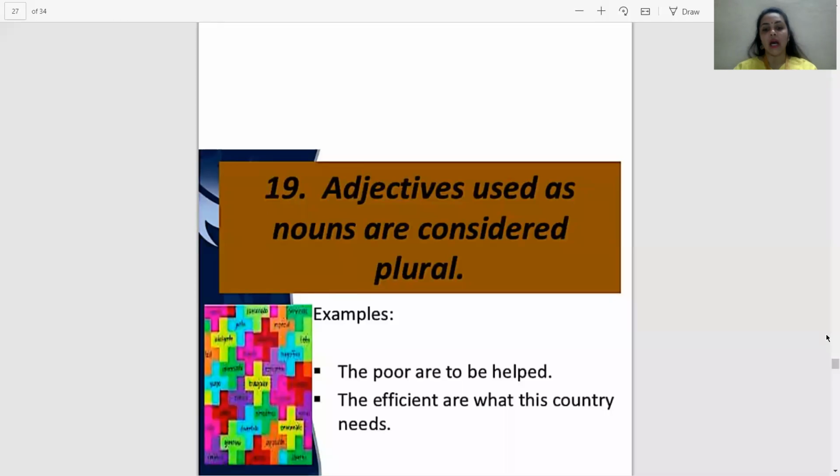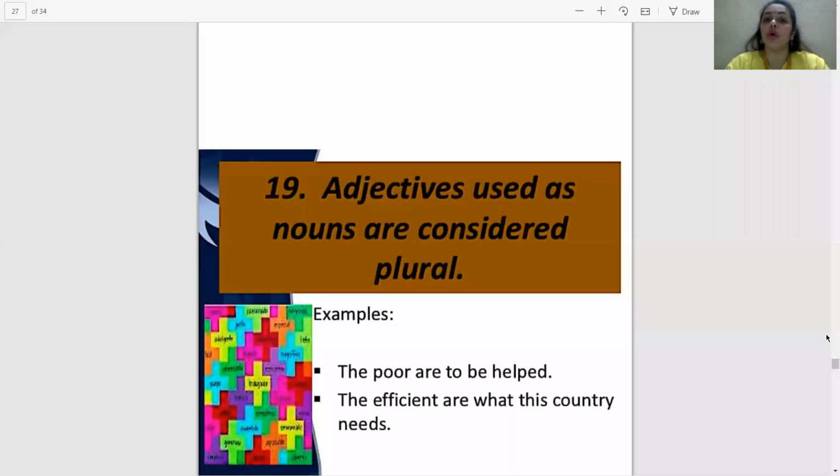Now here, the poor are to be helped. The efficient are what this country needs. Now here it is the contrary to it. It is adjectives which are used as nouns. Here, poor is an adjective, efficient is an adjective, right? This is a word play. At times adjectives play as nouns, and nouns play as adjectives. They can interchange. So when adjectives are used as nouns, they are considered plural.